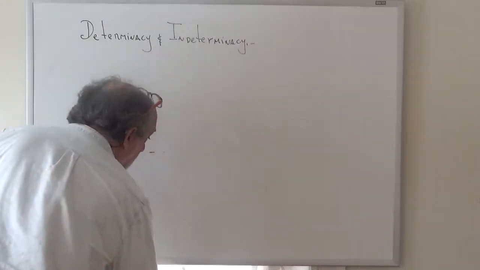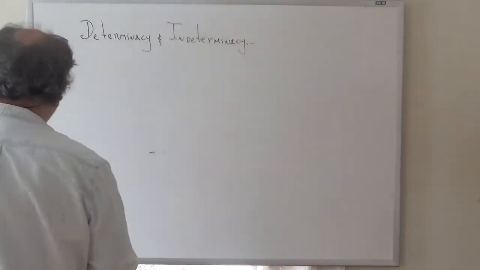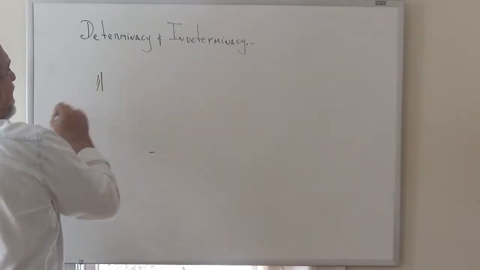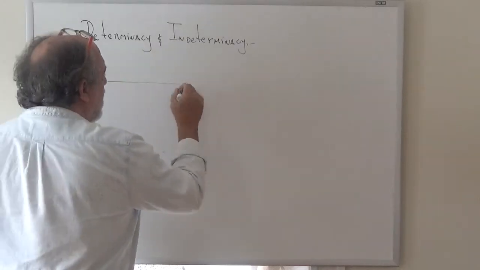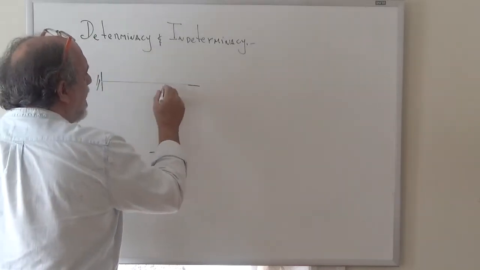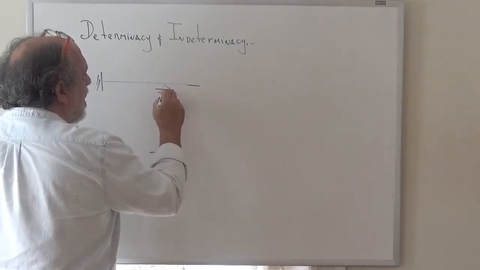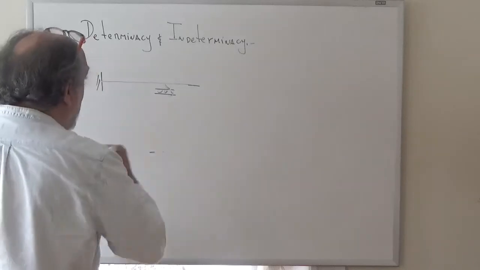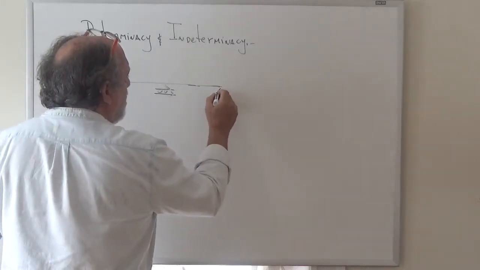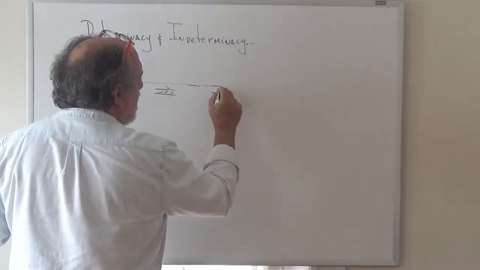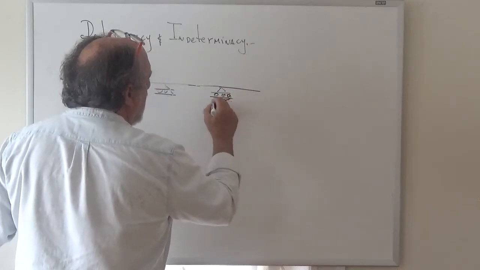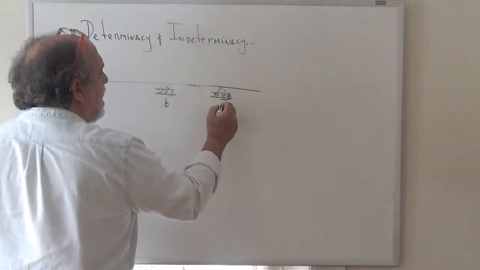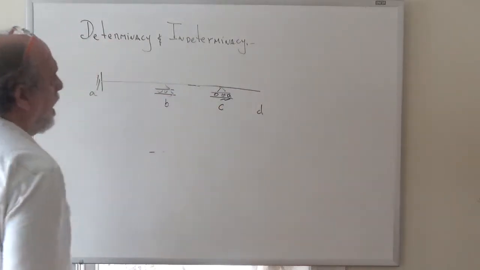Okay? Consider something else. Let's say you have a beam fixed on this side, goes like that. Let's say we have a roller here, and another roller here, and then it keeps going. So this is A and B and C and D.